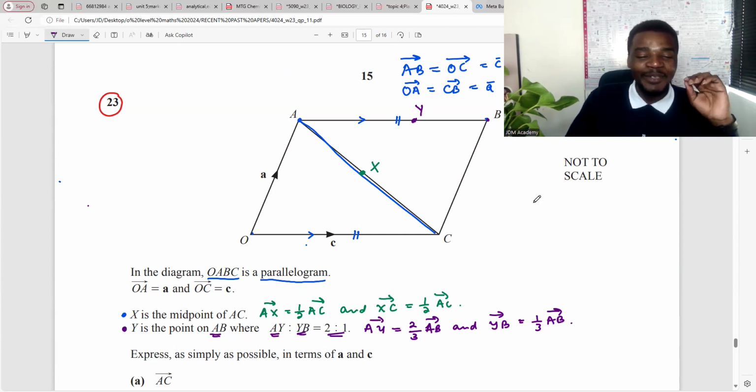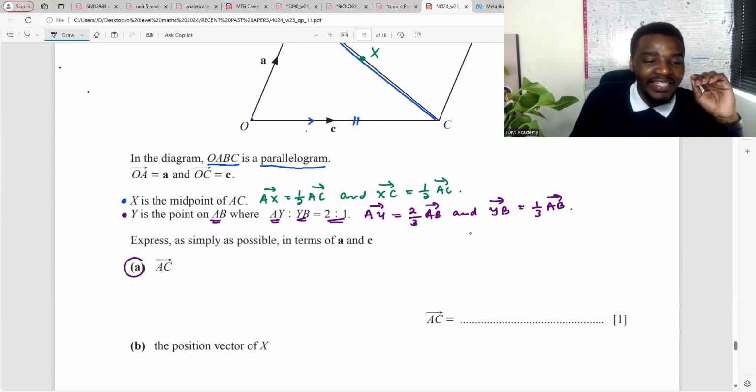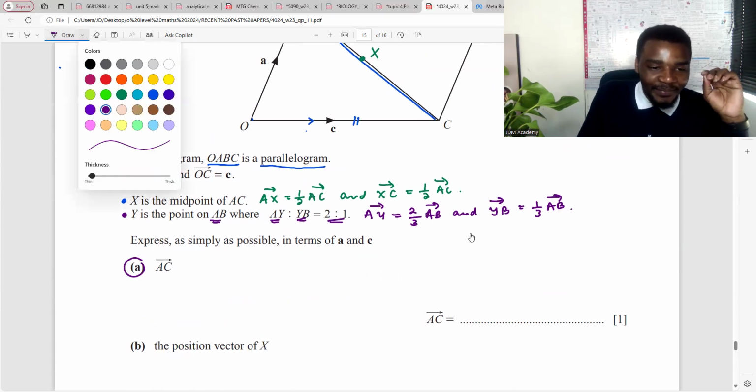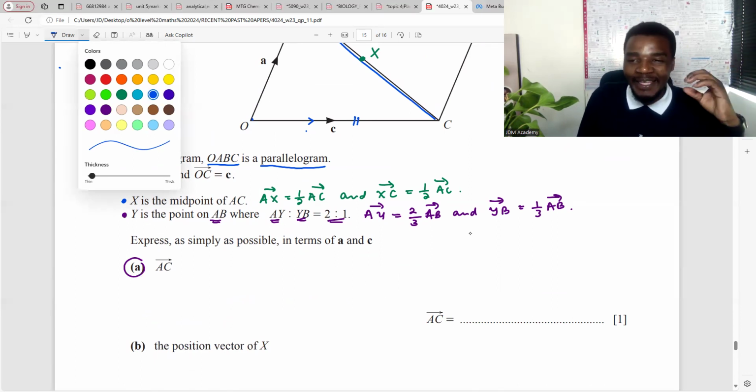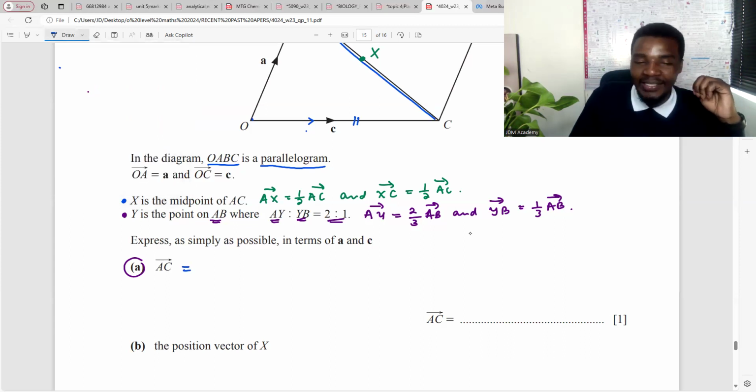Let's quickly move on to part A. Part A is written: express as simply as possible in terms of vector A and vector C, the value of vector AC. So what is the vector AC?